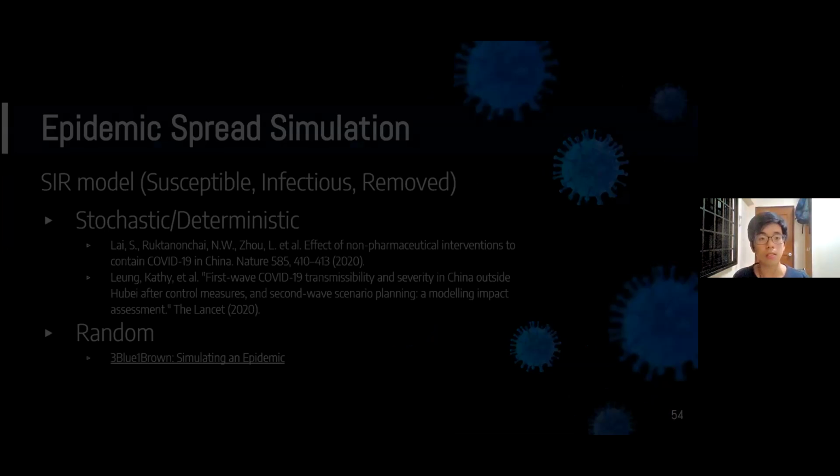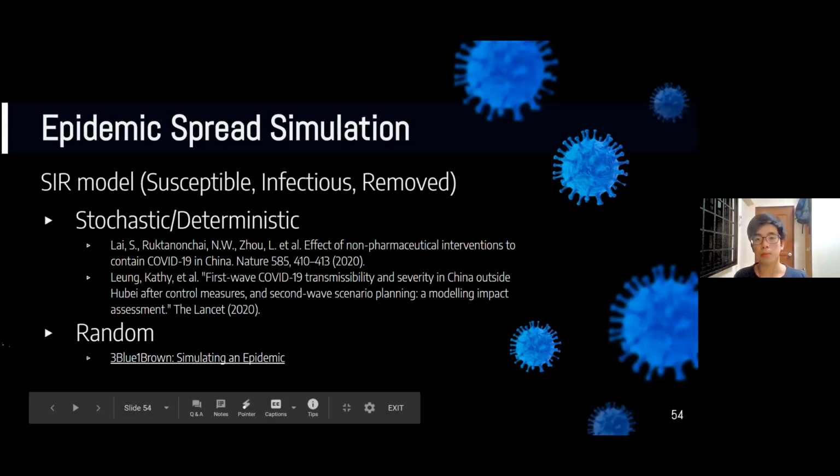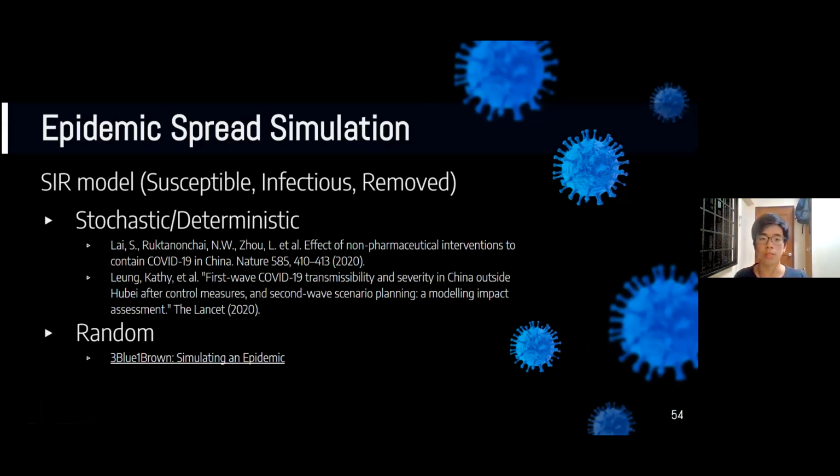Next slide, please. So when people simulate epidemic spreads, usually we use what we call an SIR model: susceptible, infectious, and removed. Removed in this case might mean people who have passed away, or people who have gotten immunity after being infected. And there are two types: stochastic or deterministic, where researchers use equations to find out. I'll be presenting some of the random simulations for you to take a look at. Next slide, please.